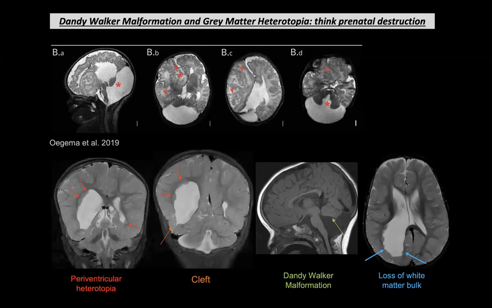So think heterotopia. Also, the posterior location of the gray matter heterotopia is less likely to be due to a genetic cause. So Dandy-Walker is one of these associations with gray matter heterotopia that should make you think more likely insult than genetic. But why is that?